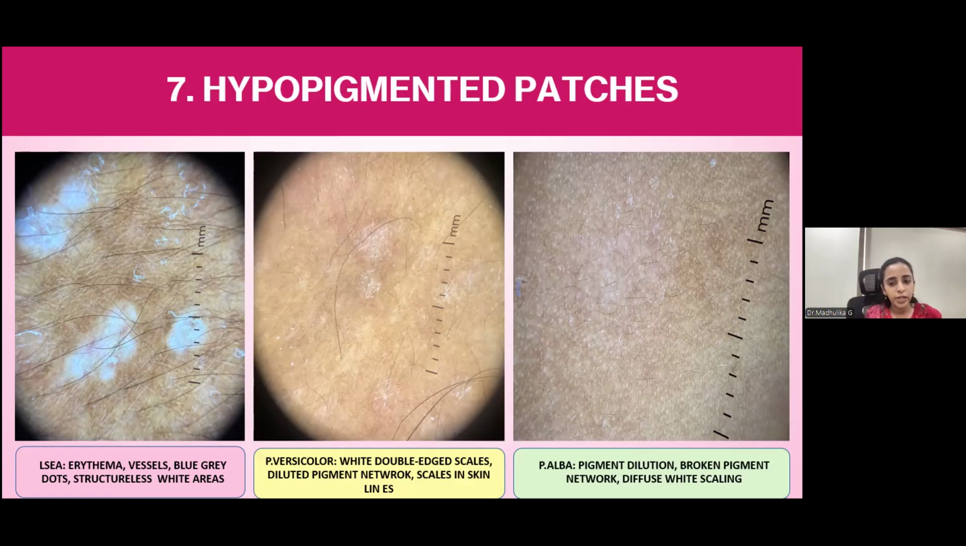Pityriasis alba, again, a diluted pigment network, and you see a little bit of flakiness to it, but it is not vitiligo, so you can clearly tell these things apart, because most of the time with hypopigmented patches, there's a stigma attached to it. So you want to make sure that your patient knows that this is not vitiligo and they don't need to be worried about it. Next.